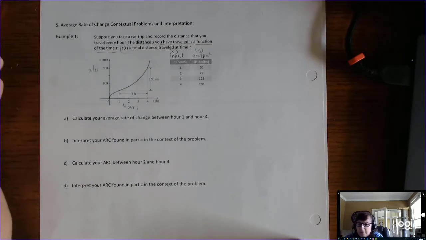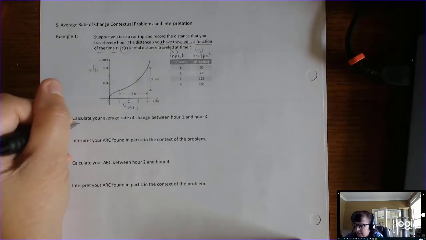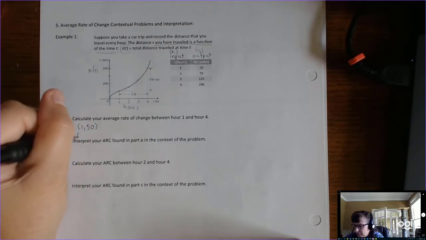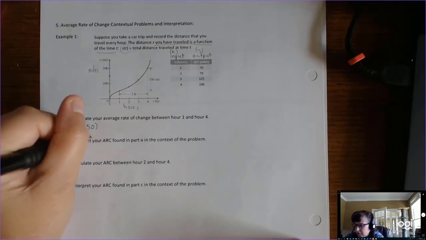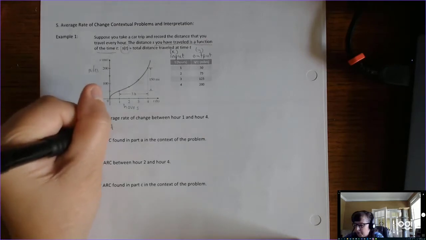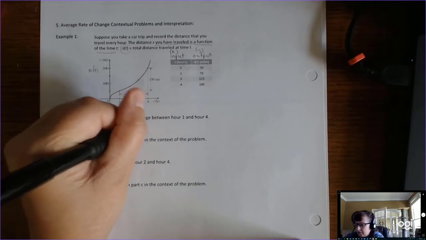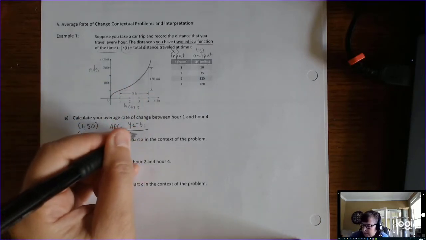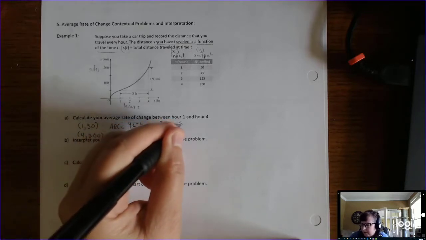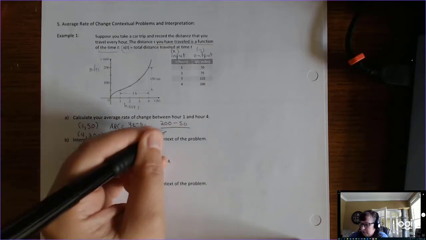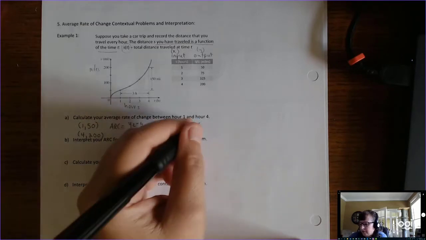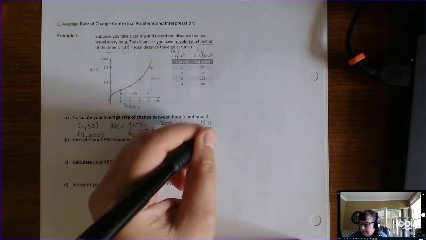So step 1 would be to write down the ordered pairs. After 1 hour, according to the table, you've gone 50 miles. Okay, and after 4 hours, you've gone 200 miles. Okay, so the average rate of change formula is y2 minus y1 over x2 minus x1. So y2 we'll say is 200, y1 we'll say is 50. x2 would be 4 minus x1 would be 1. Okay, you can use your calculator, but I'm going to say 150 over 3.